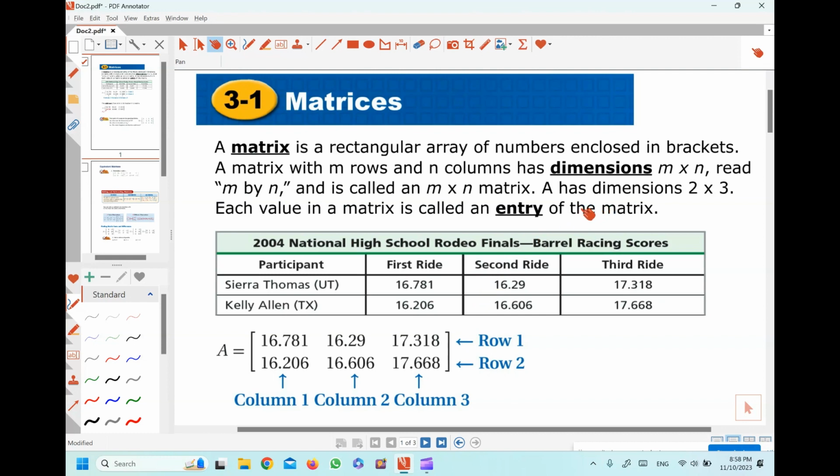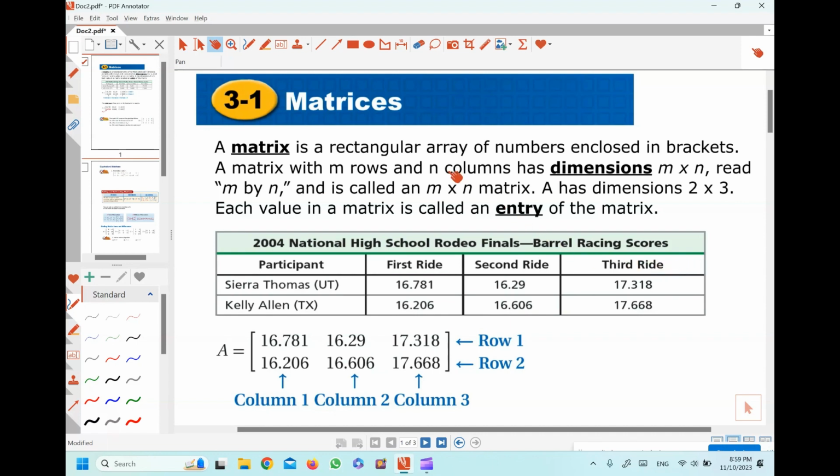So dimension means what's the size of it? What by what? How many rows, how many columns do we have? For example, for the given matrix, we have 1, 2 rows, 1, 2, 3 columns. So we say this matrix is a 2 by 3 matrix. So we write this as 2 multiplied by 3. So matrix A has 2 rows and 3 columns. So it is a 2 by 3 matrix.